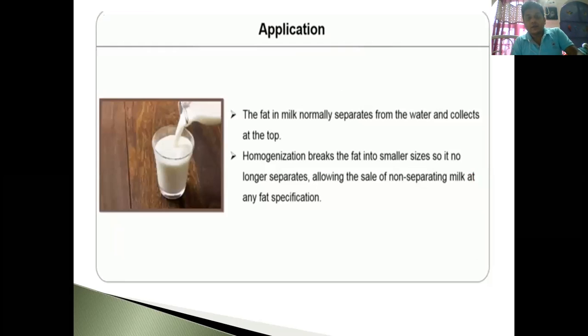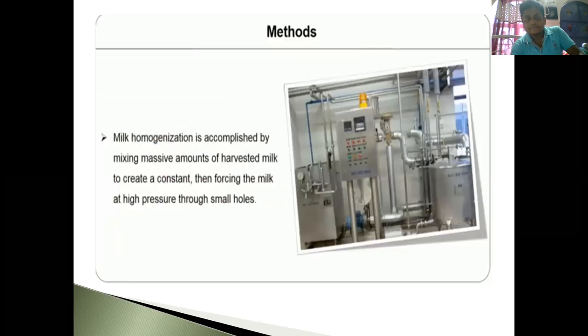Another application: the fat in milk is normally separated from the water and collects on the top. Homogenization breaks the fat into smaller size, so it no longer separates, allowing the sale of non-separating milk at any fat specification. Now the methods.